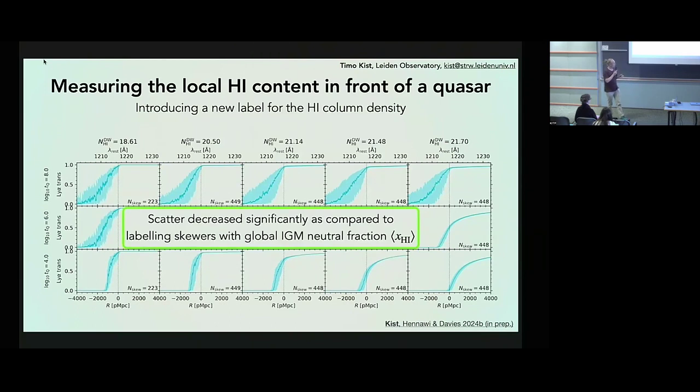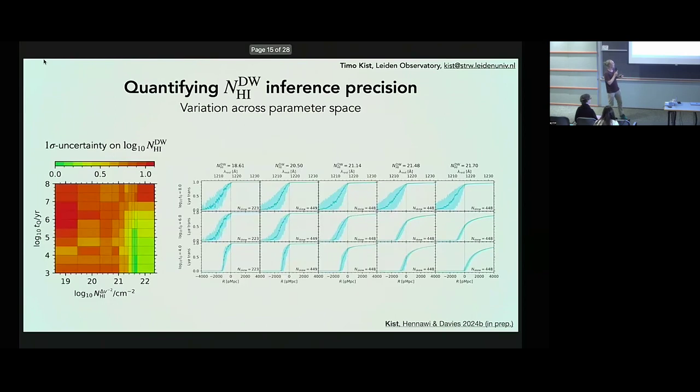And of course, we can also perform the full inference now with respect to this new local label, and this is what I'm doing here. So it turns out that we can actually infer this local H1 column density up to a median precision of around 0.7 dex. Again, the better, the stronger the damping wing imprint gets.